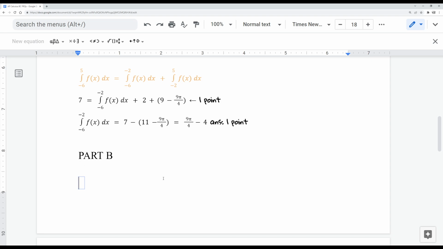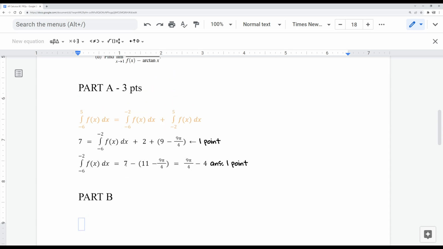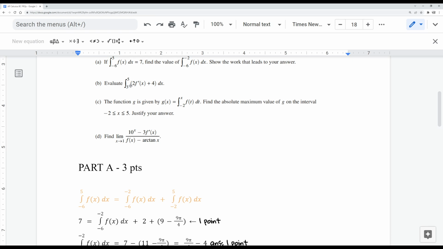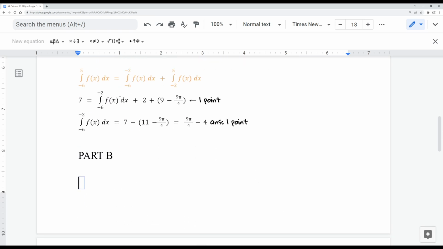All right. So what we can see is that part B wants the integral of the derivative of f of x. That must be screaming to you the second part of the fundamental theorem.